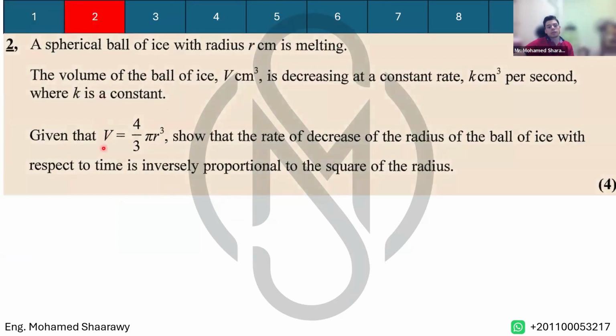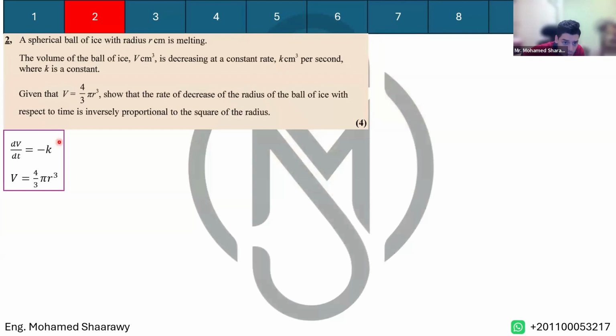Okay, in this question, it says, a spherical ball of ice with radius r is melting. The volume of the ball of ice, V centimeter cube, is decreasing at a constant rate, k centimeter cube per second, where k is a constant. Given that the volume equals 4 over 3 pi r cubed, show that the rate of decrease of the radius of the ball of ice with respect to time is inversely proportional to the square of the radius. So I was given the differentiation of the volume with respect to time as negative k here.